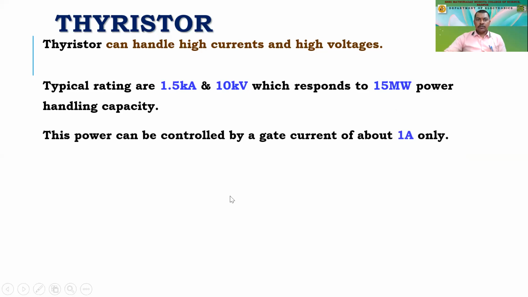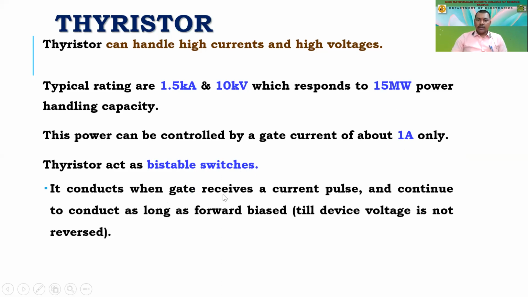These devices, thyristors, are capable of handling this. This power can be controlled by a gate control current of only about 1 ampere, while we control around 1.5 kiloamperes of current and 10 kilovolts. Thyristors act as bistable switches. They conduct when the gate receives a current pulse and continue to conduct as long as forward bias is maintained, until the bias voltage is reversed. Whenever it is switched on, it is very difficult to switch off. That is the basic drawback of thyristors.